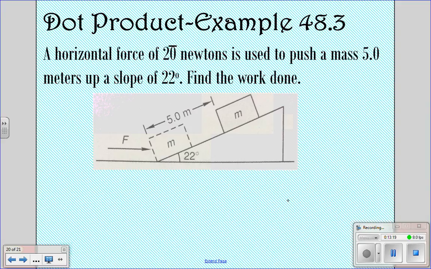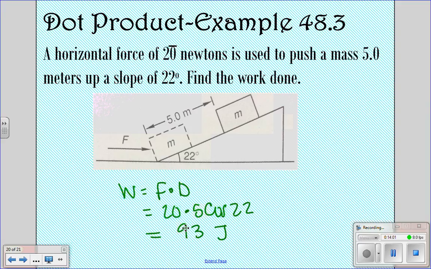A horizontal force of 20 newtons is used to push a mass 5 meters up a slope of 22 degrees. Find the work done. We're looking for the work. Our work is F dot d. So our force is 20. Our distance is 5. And then we do cosine of 22. And so when you multiply those, you should get 93 joules, rounded to 2 sig figs. And so the result is called a dot product.